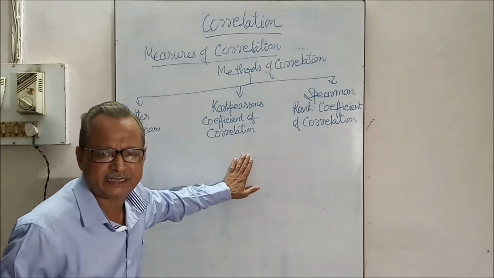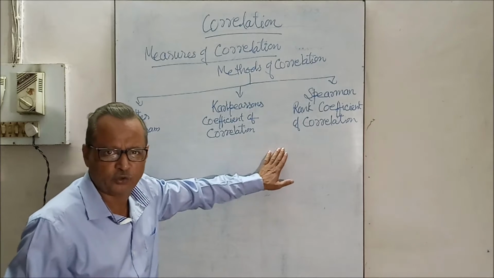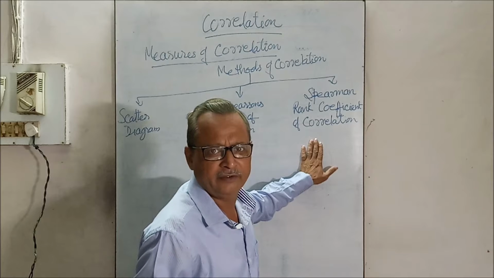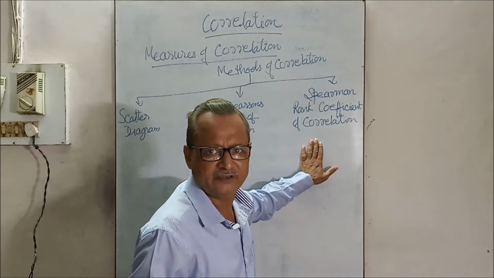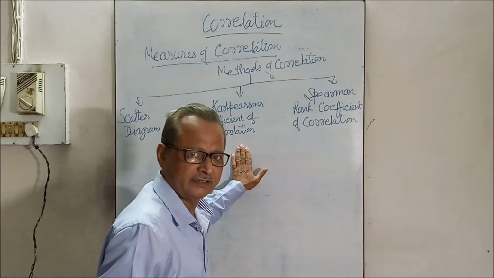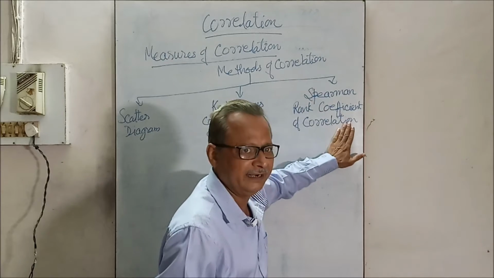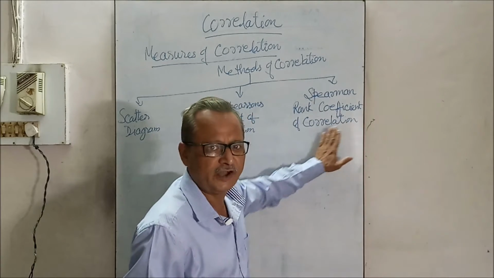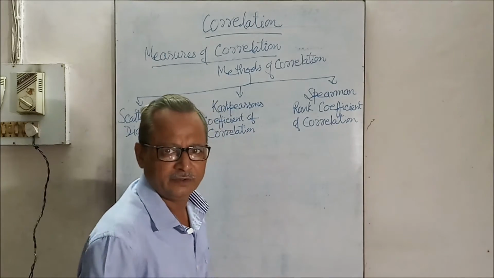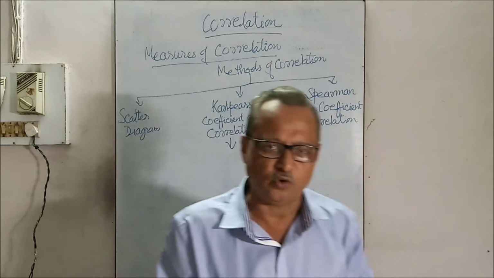Now, for the mathematical or algebraic method of calculating correlation, two mathematicians have given their own ways of analyzing the relationship between the two variables. One is Karl Pearson's coefficient of correlation and the other is Spearman's rank coefficient of correlation. These two we will study. First, I will take Karl Pearson's coefficient of correlation.